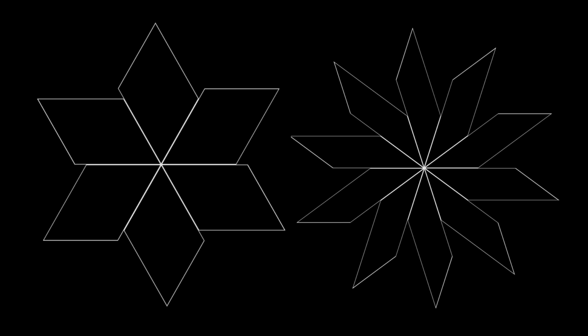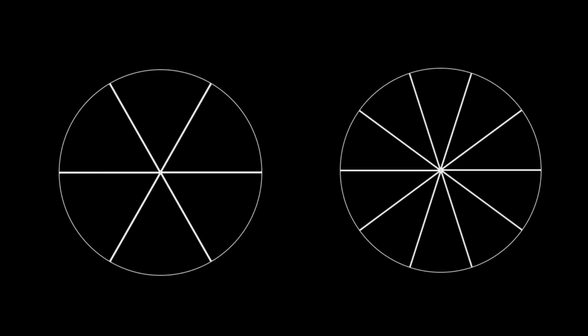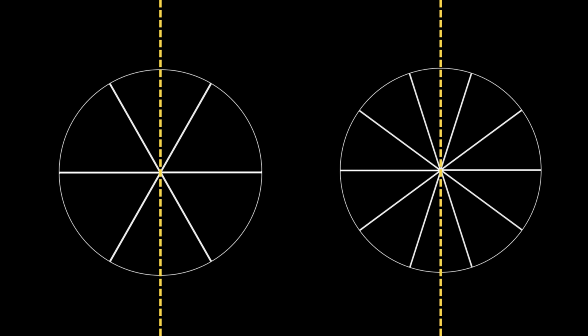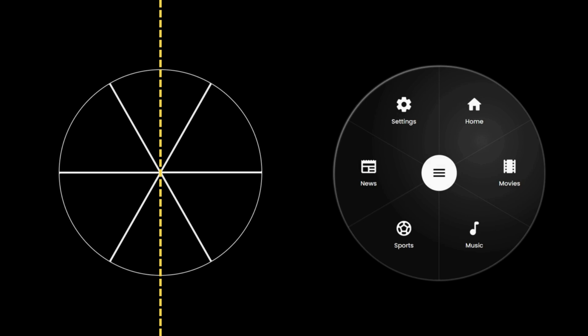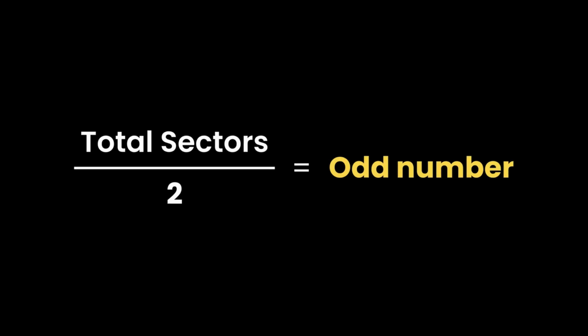Now if you observe the 6 sectors and 10 sectors menu, on setting a border they look like this. We can observe that the vertical axis is intersecting the sectors, due to which the final menu doesn't look this way, and this happens only when total sectors divided by 2 is an odd number, such as 6 divided by 2, 3 is odd, and 10 divided by 2, 5 is odd.